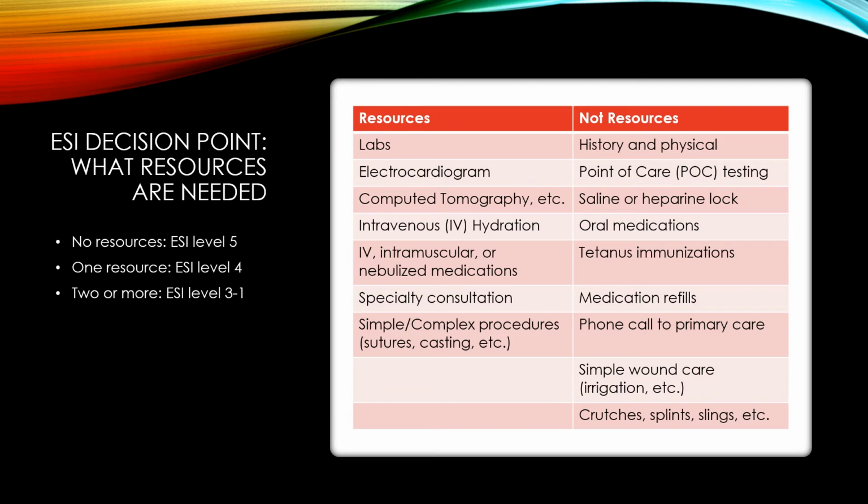Our third decision point is going to be what resources are needed. The triage nurse should ask themselves how many resources are anticipated for the emergency department physician to reach a disposition. This decision can be made by the experienced triage nurse reflecting on past patients in addition to the brief patient assessment to anticipate what resources will be needed for each patient. So examples of resources would be a lab, EKG, a CT, MRI, IV hydration, IV/IM, or nebulized medications, a specialty consult from OB or surgery, or complex procedures such as sutures, a moderate sedation, etc.